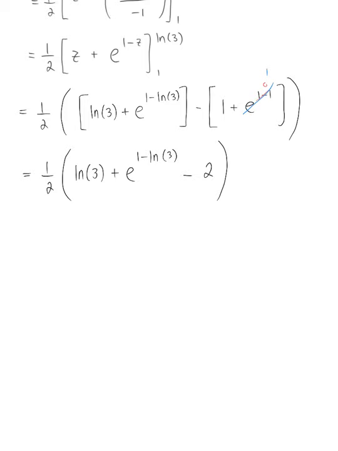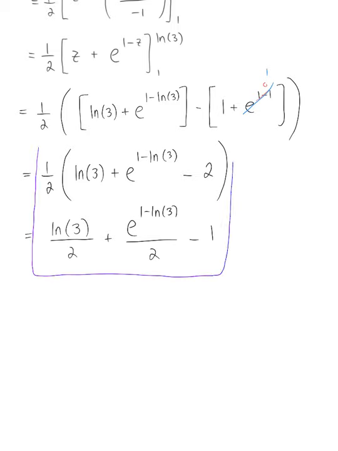You could also distribute that 1/2 if you want and rewrite this as the natural log of 3 divided by 2 plus the natural exponential raised to the 1 minus the natural log of 3 divided by 2, and then 2 divided by 2 leaves us with that minus 1. So whichever way you prefer, they are both equivalent and correct. And this is our beautiful final answer.